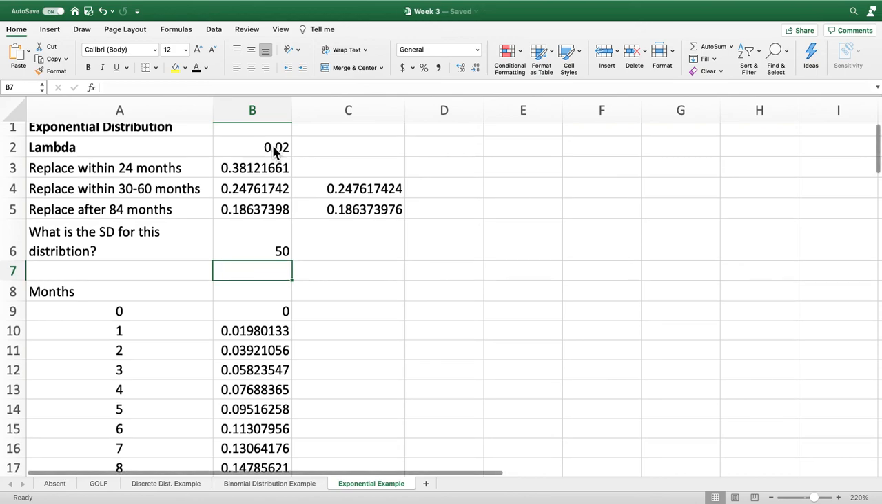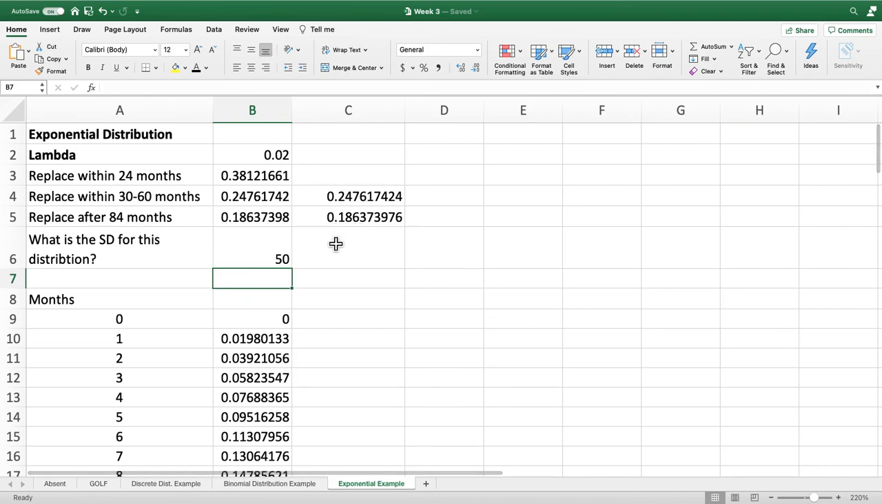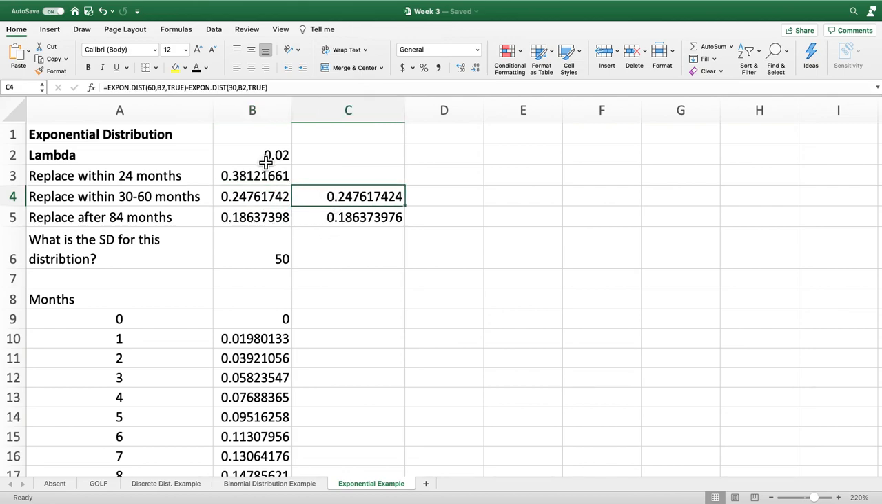So that's how you would find exponential distribution probabilities. You can either use the table or you can simply use the formulas, whichever you are more comfortable with.